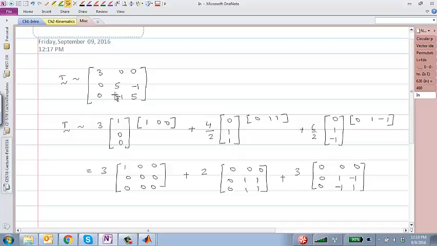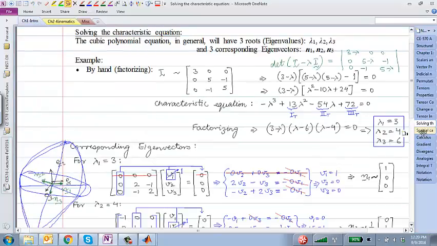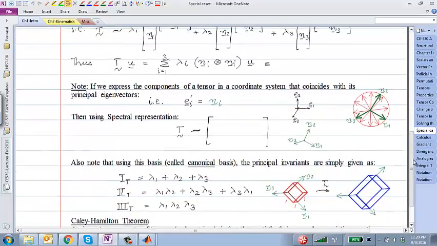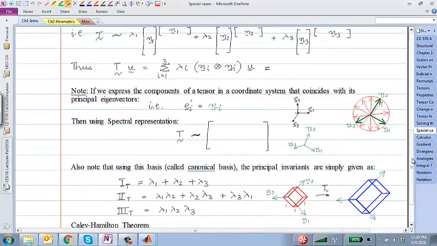So that's yet another way of interpreting the eigenvalues and the eigenvectors. It's saying that if you construct a tensor out of n_1 dyad n_1, n_2 dyad n_2, n_3 dyad n_3, multiply them with their corresponding eigenvalues, you get back the original tensor. That's why it's called a decomposition. So that's a neat way to express that.